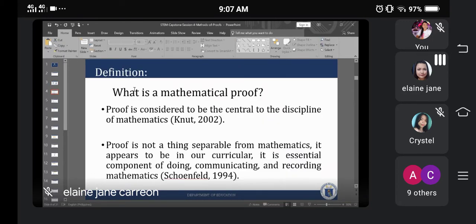So what is really the definition of mathematical proof? A mathematical proof is considered to be central to the discipline of mathematics. Proof is not a thing separable from mathematics. It appears in our curricula. It is an essential component of doing, communicating and recording mathematics. That is according to Knott 2002 and Schoenfeld 1994. So those are the definitions given by those two authors.